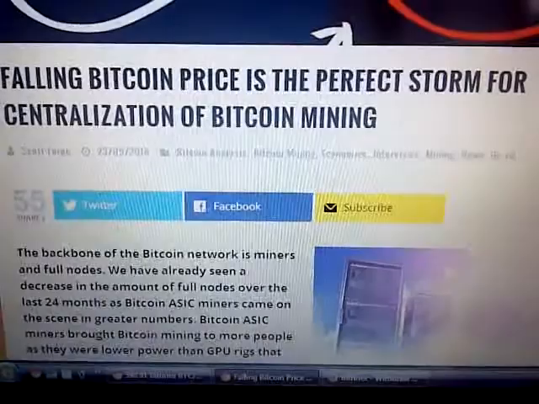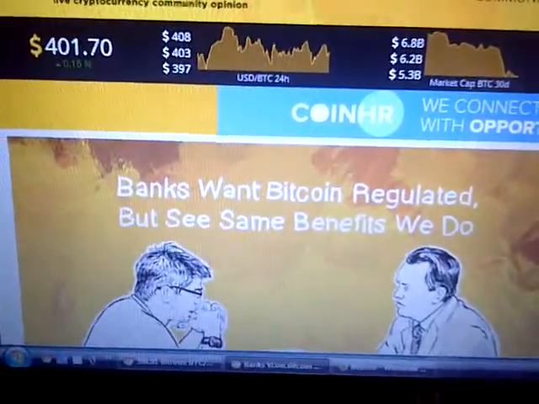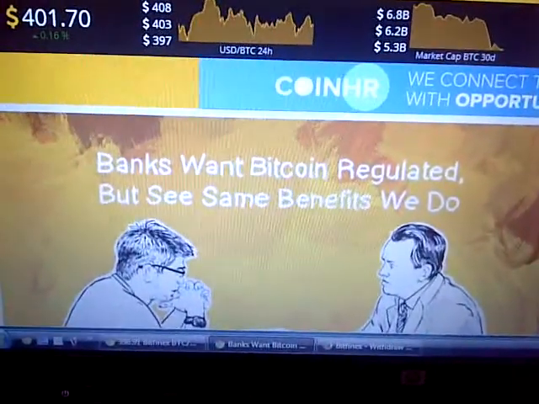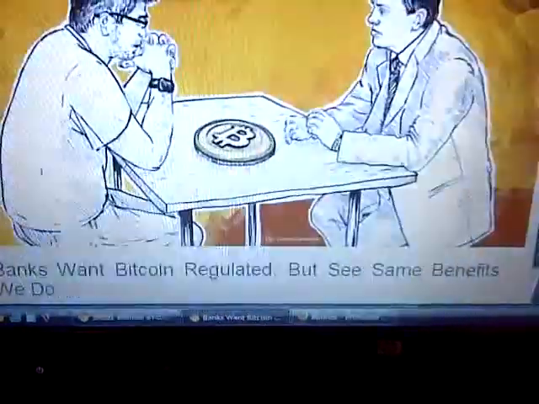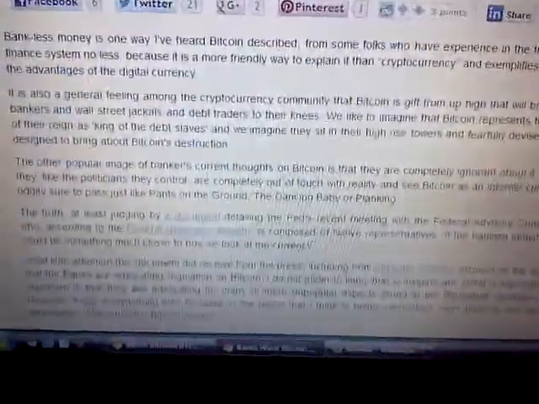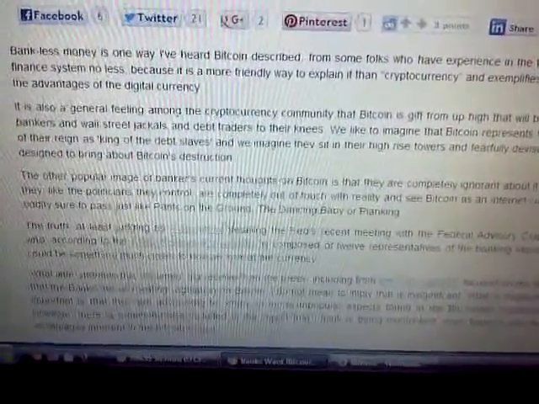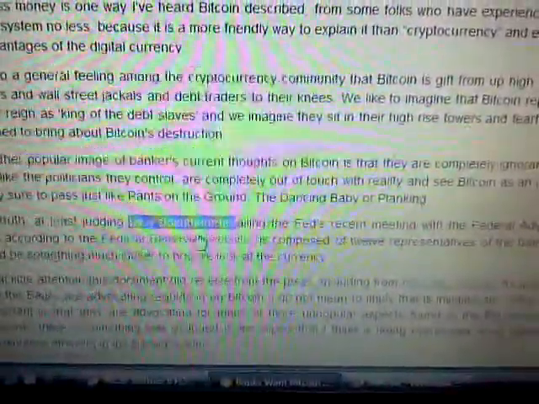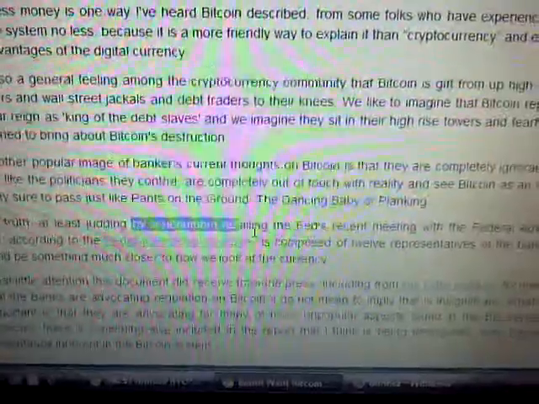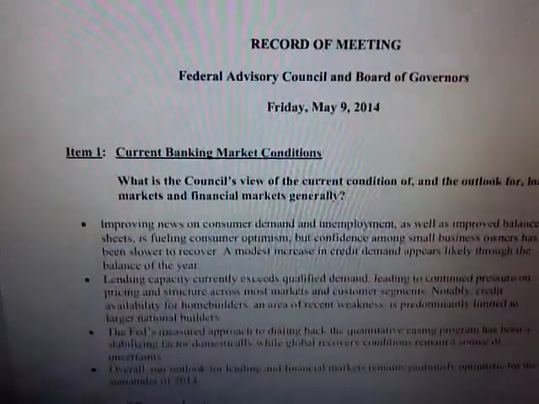And then, of course, the last article here: banks want Bitcoin regulated because they see the same benefits we do. There's an interesting article here, and there's a link right here. Let me see, where's my mouse? Right here. It says it's about the document dealing with the Fed's recent meetup. So I clicked on that link and I got here. There it is. Record of meeting.